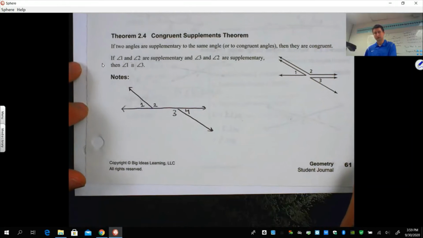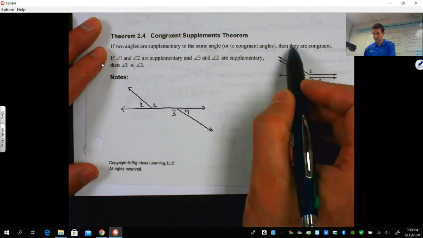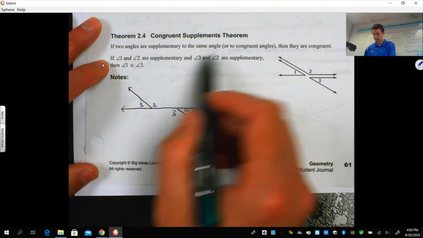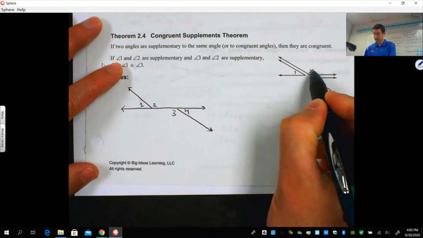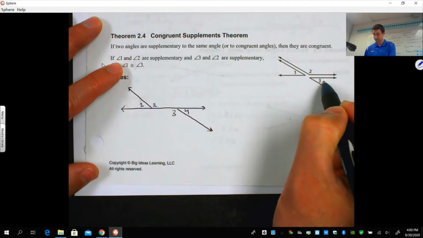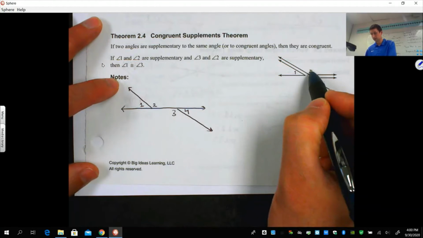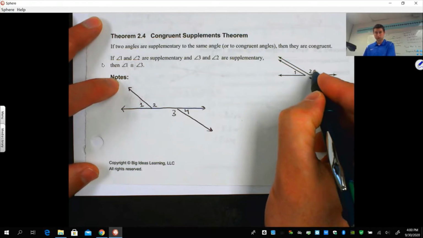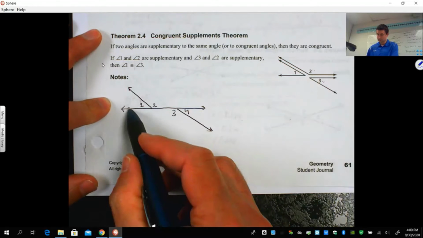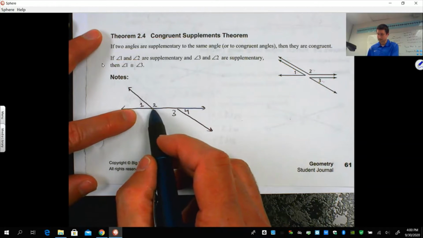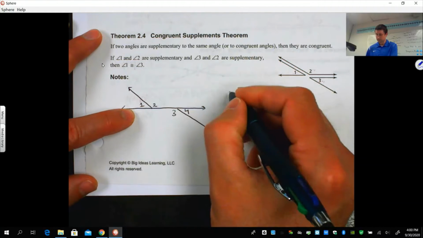If two angles are supplementary to the same angle or to congruent angles, then they are congruent. So what I have here, they're saying if 1 and 2 are supplementary and 2 and 3 are supplementary, then 1 and 3 have to be congruent. If 1 is supplementary to 2 and 3 is supplementary to 2, then 1 and 3 have to be the same. So here's this little diagram. You're going to see one like this later on. Okay? So 1 and 2 are going to be supplementary.